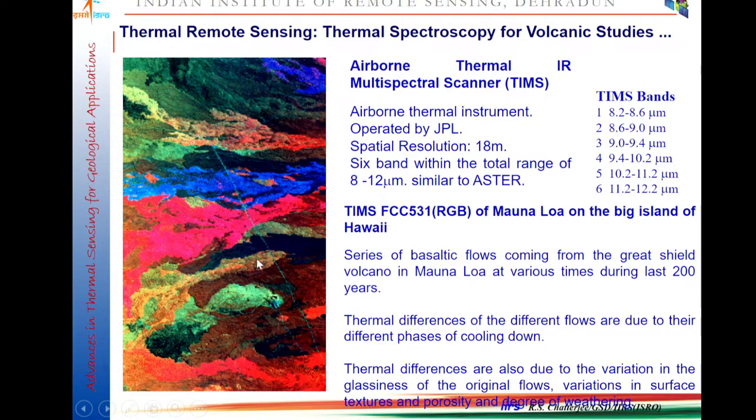Now these different lava flows have different temperatures. They have thermal differences. They have differences in terms of thermal inertia. Why the differences in thermal inertia? Because they have variation in the glassiness, variation in the surface texture, porosity, and in some cases soil and vegetation. That causes different thermal inertia. And also they erupted at different times. Some are warmer, some are cooler.